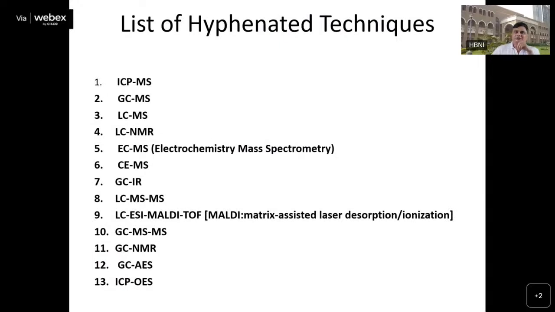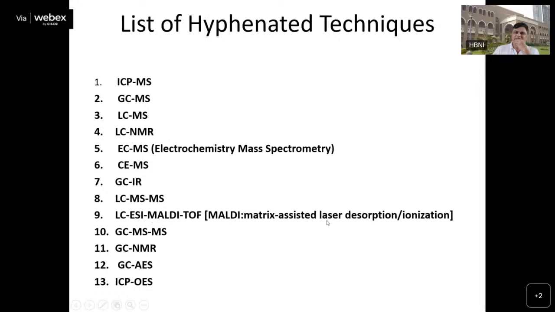So these are the list of various hyphenated techniques: inductively coupled plasma mass spectrometry, gas chromatography mass spectrometry, liquid chromatography and mass spectrometry, liquid chromatography with nuclear magnetic resonance, and then EC-MS, that is electrochemistry mass spectrometry, capillary electrophoresis mass spectrometry, gas chromatography IR, then liquid chromatography coupled with MS/MS, then liquid chromatography electrospray ionization, and MALDI.